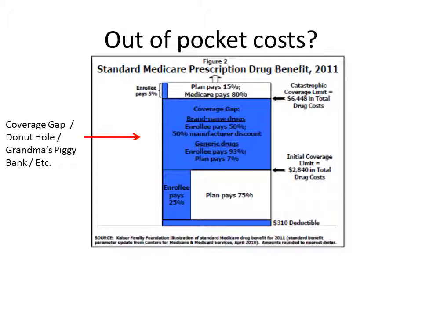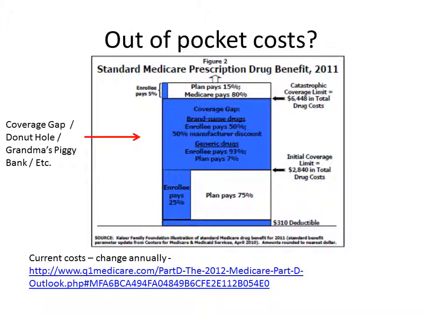All right, so that's just some general idea of how this benefit is structured and what the out-of-pocket costs are. That is the coverage gap right there. Here's a website you can take a look at to show you how the costs are varying for each year. The costs in general are going up. They're going up with inflation. So the $310 deductible is now higher and just continues to get higher.